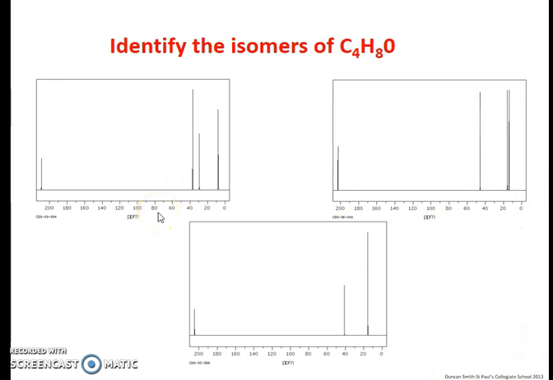So from that, I would think that the spectra on the left is butanone because you've got those 2 carbons that are immediately adjacent to the carbonyl group, whereas the other one is butanal because you only have 1 carbon that is immediately adjacent to that carbonyl group and 2 which are further away. And of course the last one is the methylpropanal.